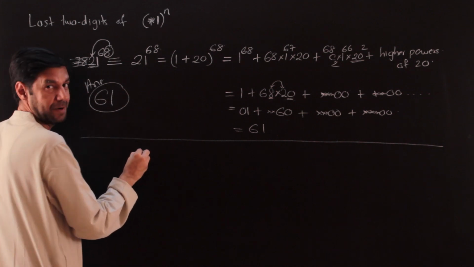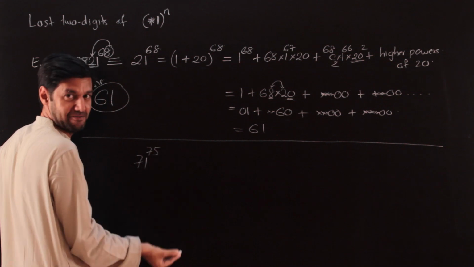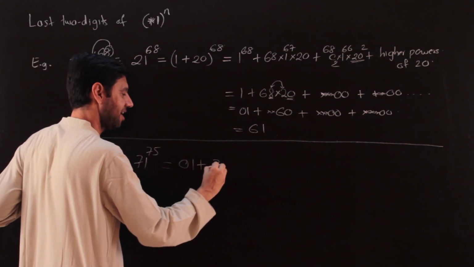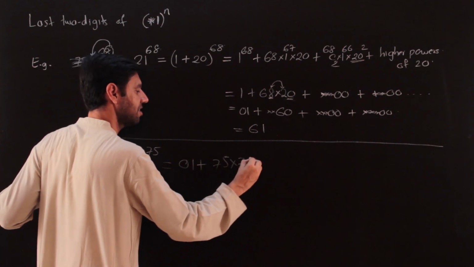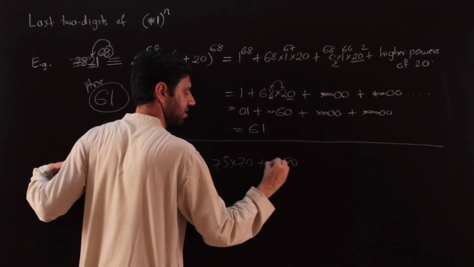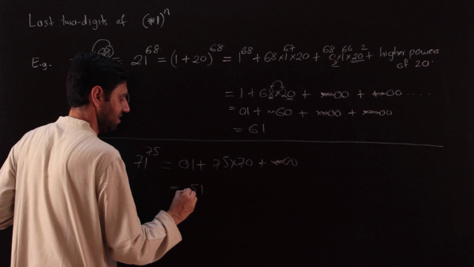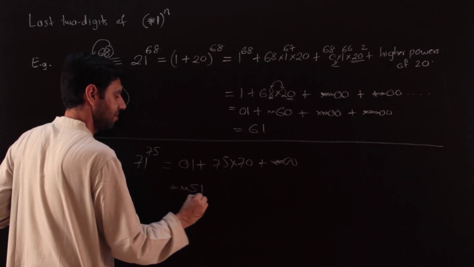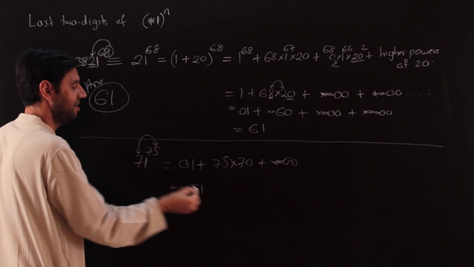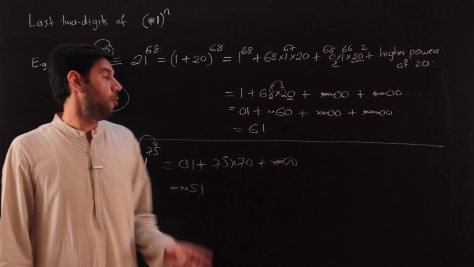Not doing it completely. So, if I have 71 raised to 75, all I'll do is 01 plus 75 into 70. And all numbers will have more than 2 zeros hereafter, right? So, that's 35, 51 is the answer. Hope you got that. 5 into 7, 35, 5 and a 1, 51, right? Write it down completely yourself.